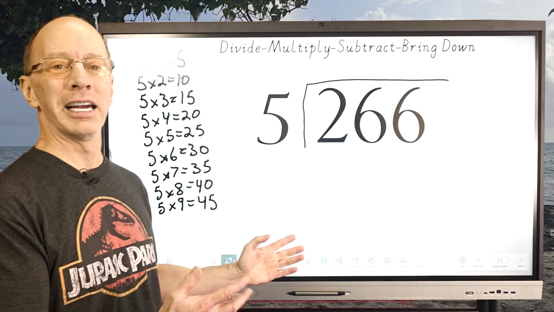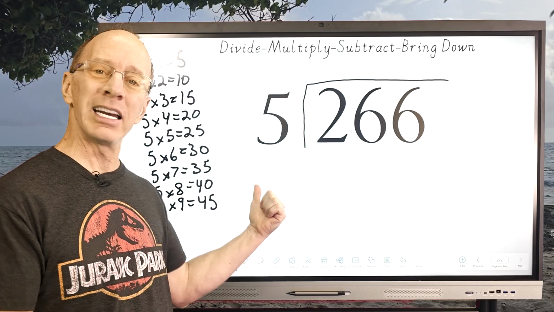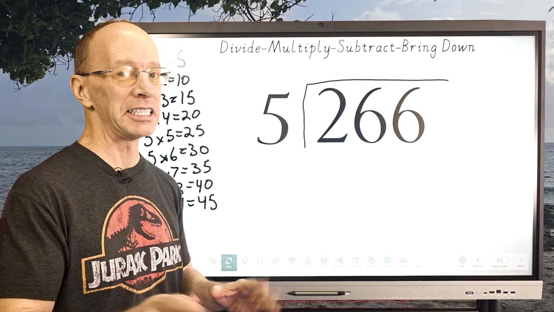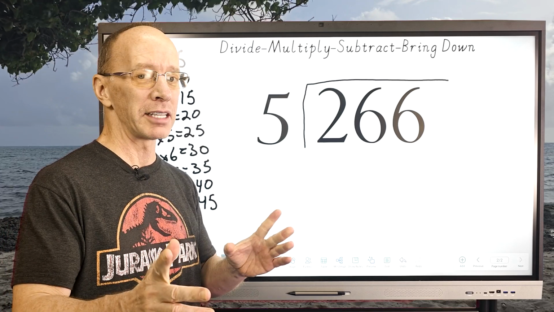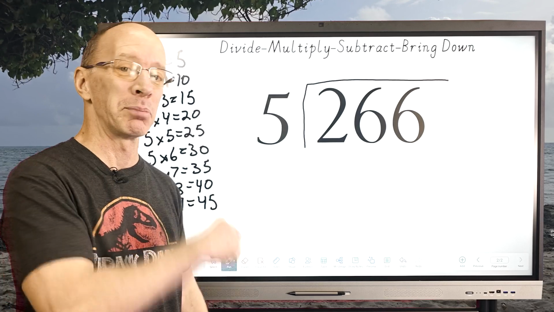Check this out. Here we have another division problem for you. It is 266 divided by 5. We're going to take this easy cheesy lemon squeezy. If you want to try this problem on your own, hit the pause button, and then when you're ready to check it with me, hit the play button.